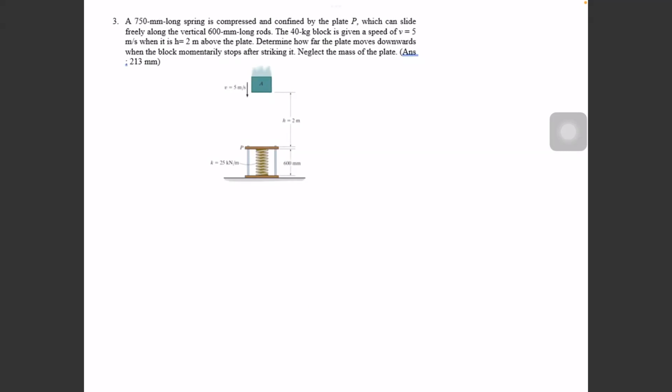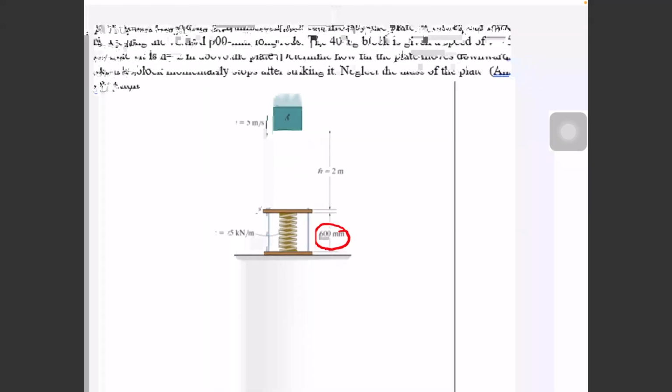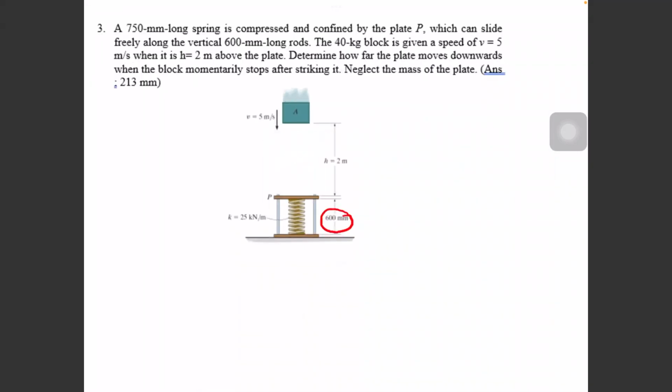If you look here we have 600 mm, but it says 750 mm. That means our spring is already compressed. Which can slide freely along a vertical 600 mm long rod. The 40 kilogram block is given a speed of V is equals to 5 meter per second when it is H is equals to 2 meter above the plate. Determine how far the plate moves downwards when the block momentarily stops after striking.